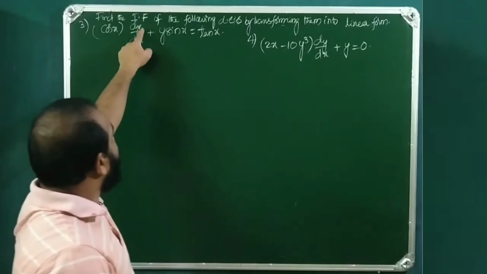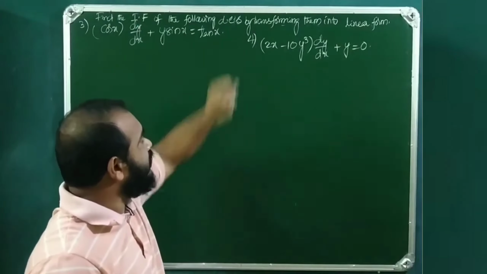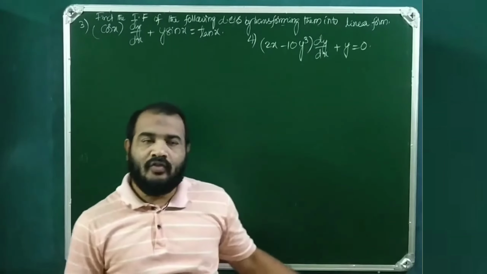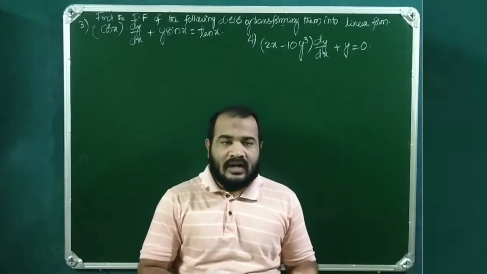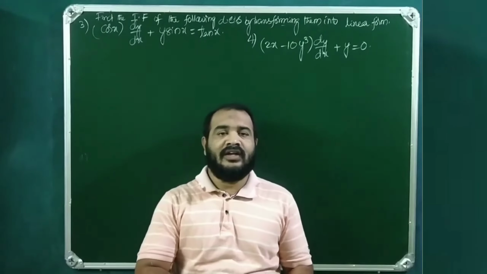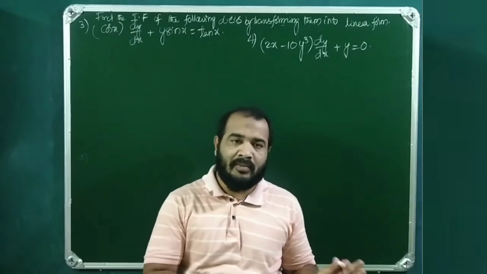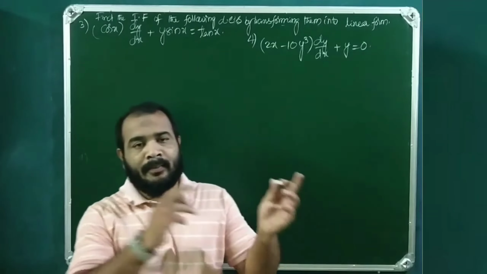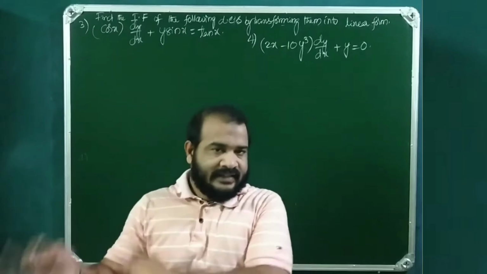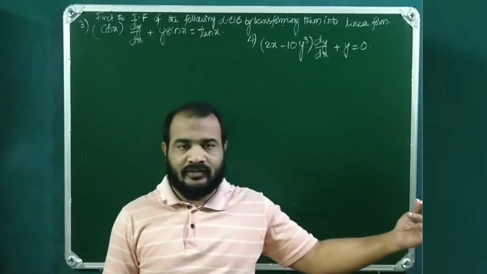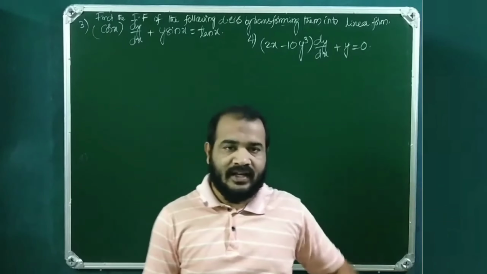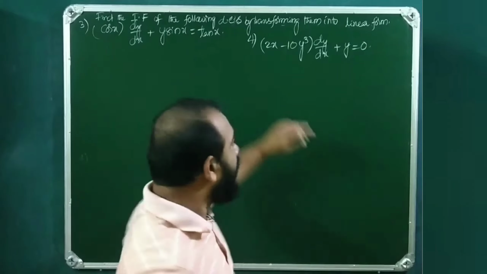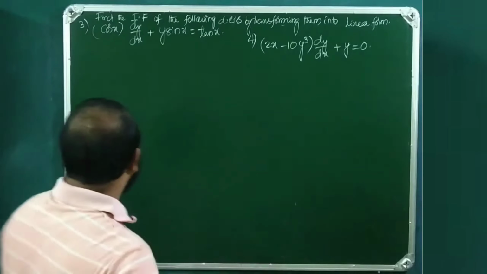Find the integral factor of the following differential equations by transforming them into linear form. First, we need to transform into one of the two linear forms, dy by dx plus py equals q, or dx by dy plus px equals q. The first one's integral factor is e power integral p dx, and the next one's integral factor is e power integral p dy. So first of all, let us try to convert.